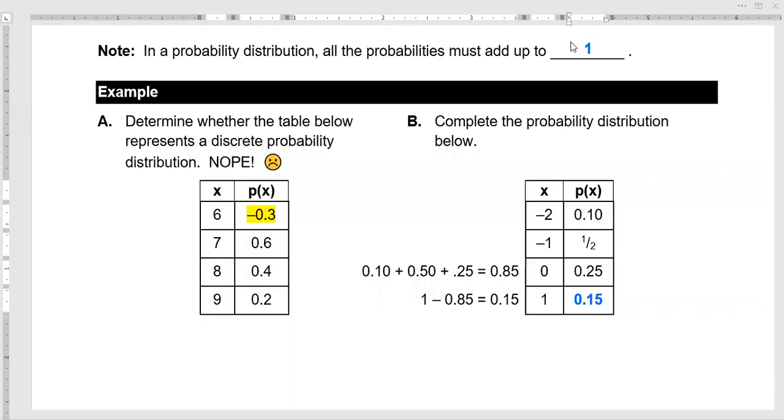So that's where we're going to wrap up this video. In the next video, we're going to start doing some things with probabilities. So we're going to start combining probabilities or looking at opposites of things that are happening.